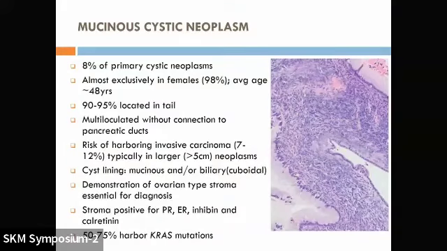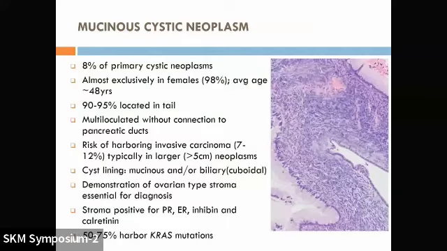Mucinous cystic neoplasms account for 8% of all primary cystic neoplasms of the pancreas. They are seen exclusively in females, although I will tell you that we have seen a few cases in males. They are mostly located, greater than 90%, in the tail, and they are typically multiloculated and do not show any connection to the pancreatic ducts. Again, MCNs are high-risk cysts because they have up to a 12% risk of harboring malignancy.